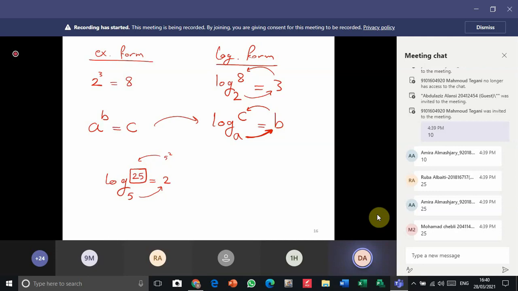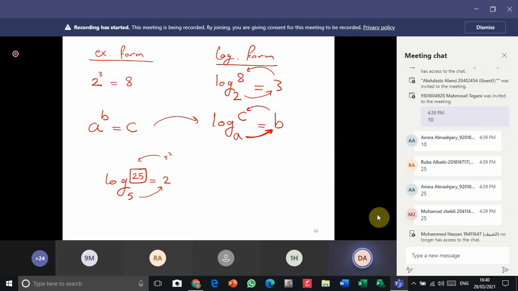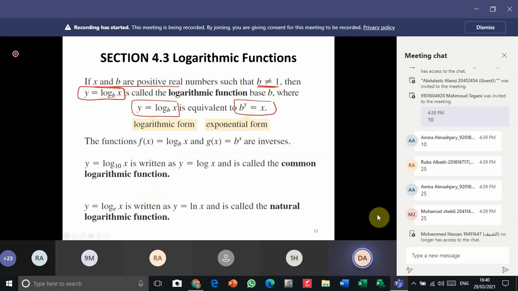Okay, so this is the relation between exponential and logarithmic form. This is the inverse of each other: exponential is the inverse of logarithm, and logarithm is the inverse of exponential. Now back. So if f of x equals logarithm x to base b, we can convert to g of x equals b to the power x. They are inverses of each other.